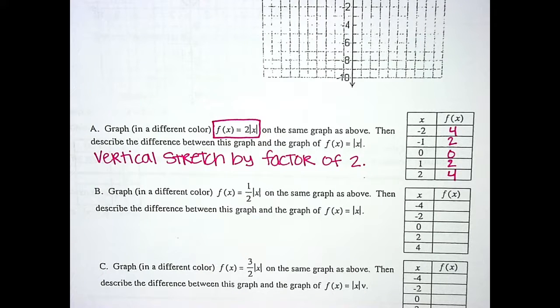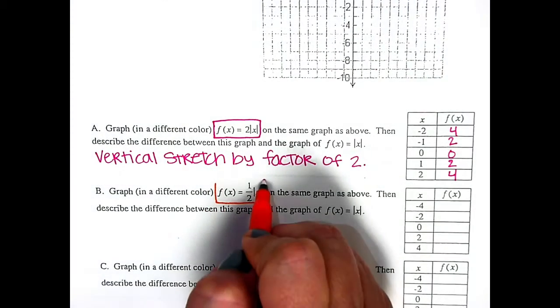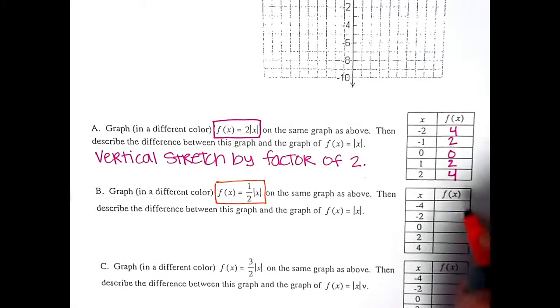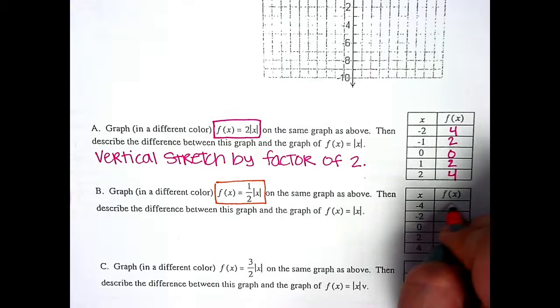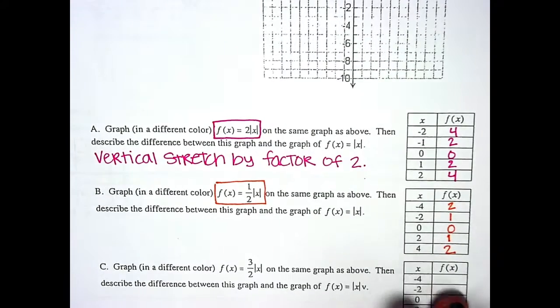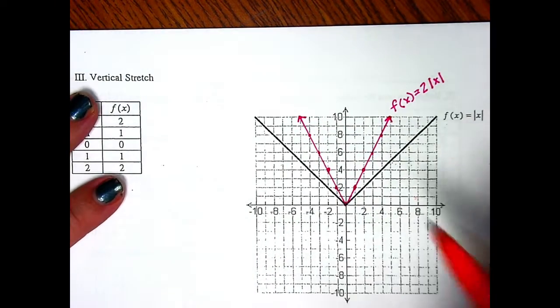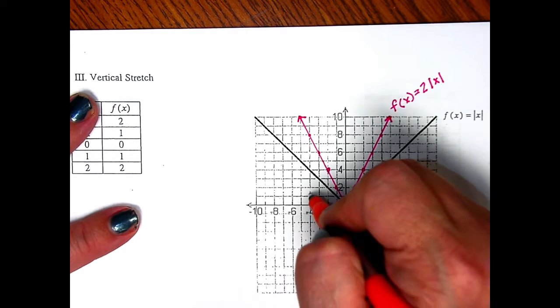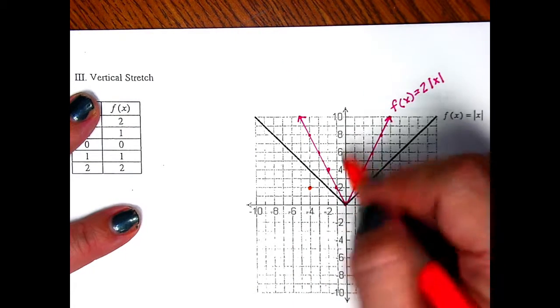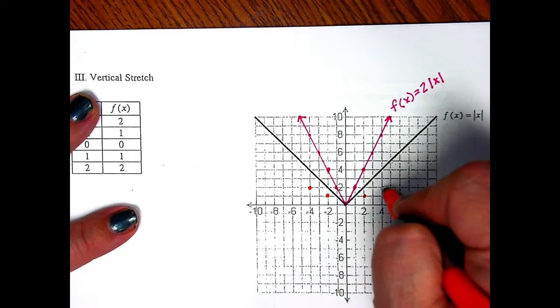My next one says graph f of x equals 1/2 times the absolute value of x. So if I put -4 in, I get 2. -2 gives me 1. 0 is 0. 2 is 1. And 4 is 2. So go back to our coordinate plane. And -4, 2, -2, 1, 0, 0, 2, 1, 4, 2.